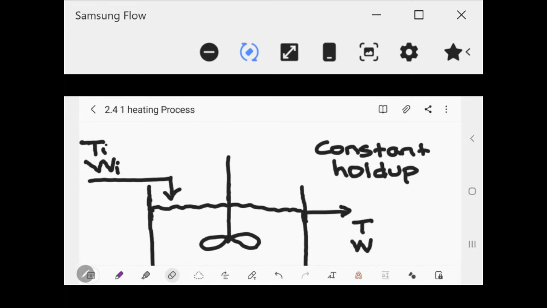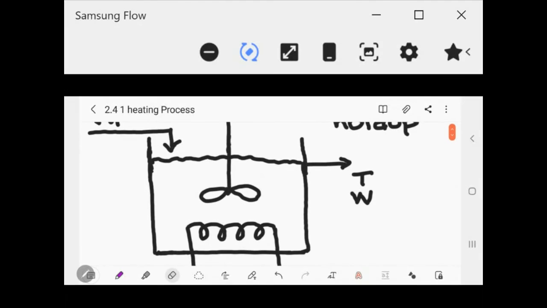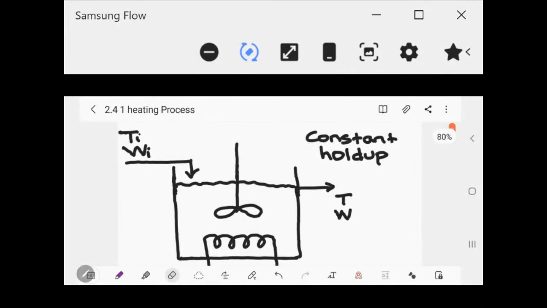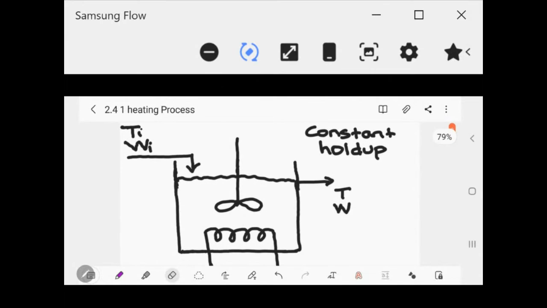By now, we already have... just one second. I just need to make sure that you can see the diagram. Just adjust that. Cool.